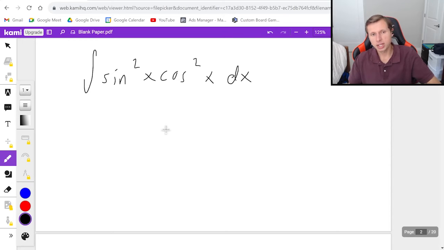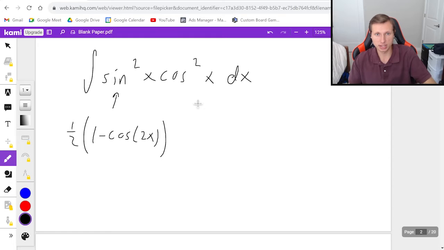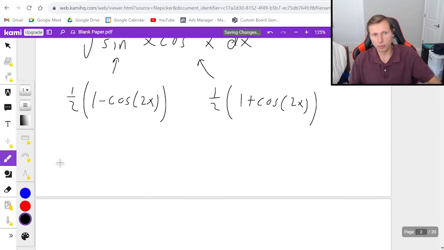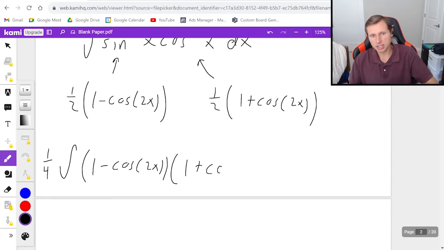So the very first thing I do when I see this problem, I rewrite sine squared x as 1/2 times the quantity 1 minus cosine 2x, and cosine squared x is the same thing, but 1/2 times 1 plus cosine 2x. So when I rewrite this integral, I can pull the two 1/2s out in front to make 1/4, that's fine. It's going to be 1 minus cosine 2x times 1 plus cosine 2x dx.